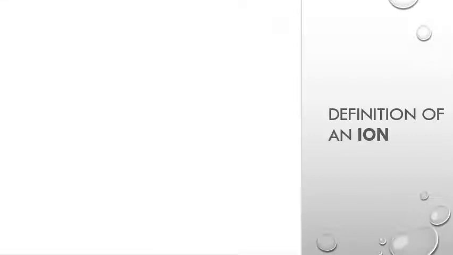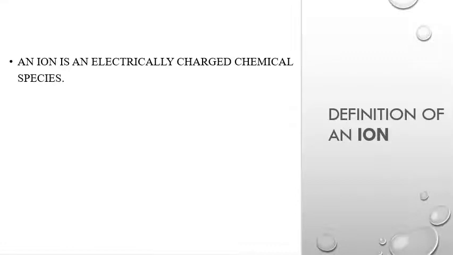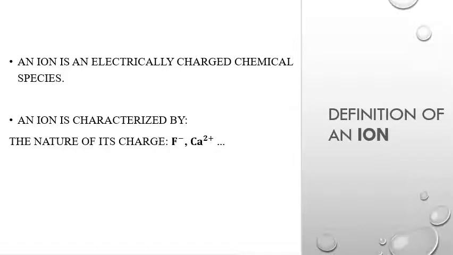First of all, the definition of an ion. If we would like to define an ion, it is as the following: an ion is an electrically charged chemical species. An ion has a charge and it is characterized by the nature of its charge. So it depends on the charge it carries. For example, F minus, fluoride, has a negative charge. However, Ca2 plus has a positive charge. So here I have two different ions with totally different charges.